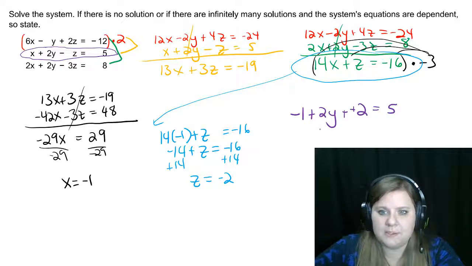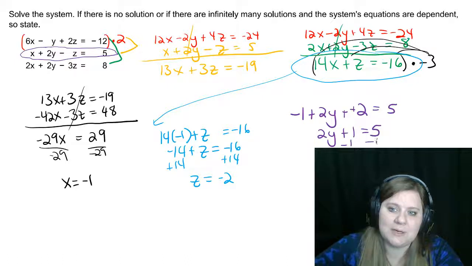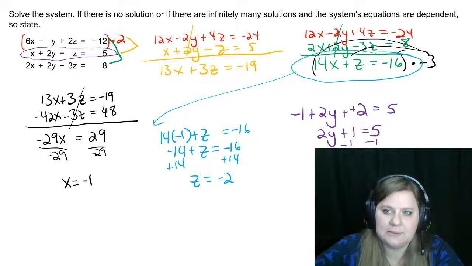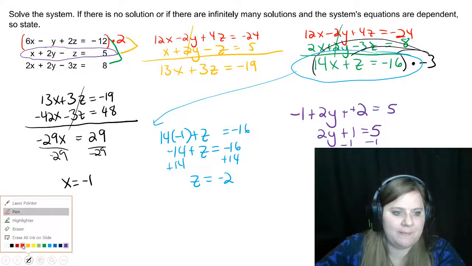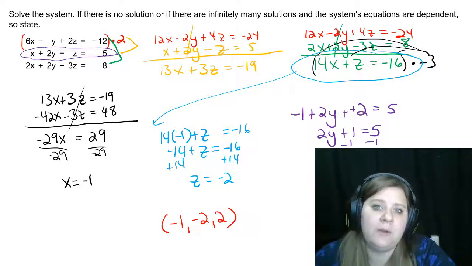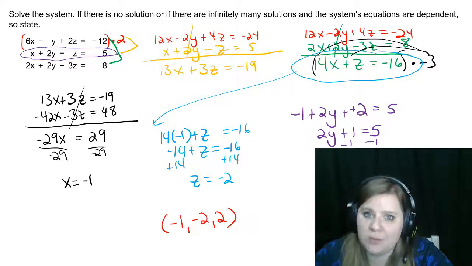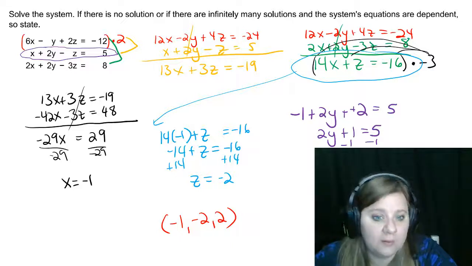So negative 1 plus 2, when I combine like terms, gives me positive 1. I subtract 1 from both sides. I divide by 2, and I get y equals 2. This means that my final answer is the point negative 1, negative 2, 2. Note that before you box it, you do still need to plug it in to the original equations to make sure it works for all of them.